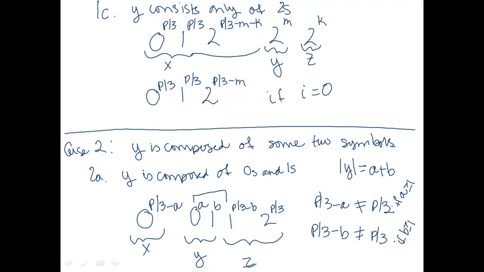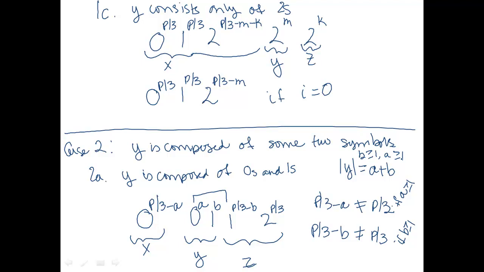Okay? So that's possible. Actually, to clarify, because I've already handled the case that y is only contained in zeros or y is only contained in ones, it's actually true that both a and b have to be at least 1. Okay, so let me put this in here. B is greater than or equal to 1 and a is greater than or equal to 1. So this is actually true.